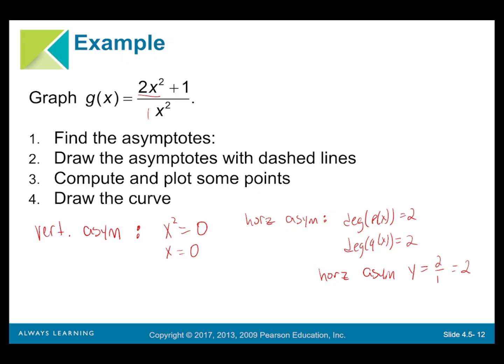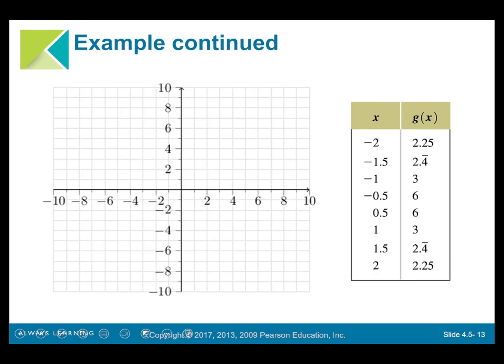Now let's jump to our next slide and actually draw these. We have x equals 0 as our vertical asymptote, and y equals 2 as our horizontal. Drawing those in, I'm going to draw them in blue. My vertical asymptote is at 0, so I have a dashed line down the y-axis at x equals 0. And at y equals 2, I also have a horizontal asymptote, looking like that.